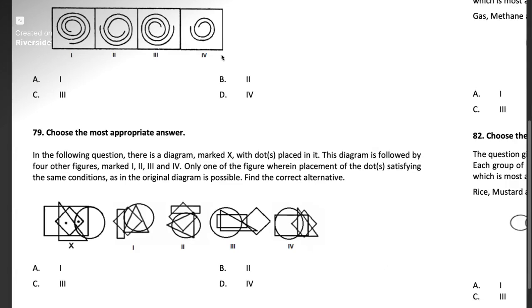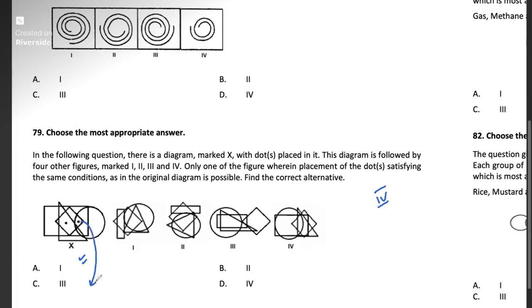I have not read 79, so I'll read it this time. In the following question, there is a diagram marked as X with dots placed in it. This diagram is followed by 4 other figures marked 1, 2, 3, and 4. Only one of the figures wherein the placement of dots satisfying the same condition as in the original diagram is possible. Find the correct alternative. Option 4. Option 4, delta, right?